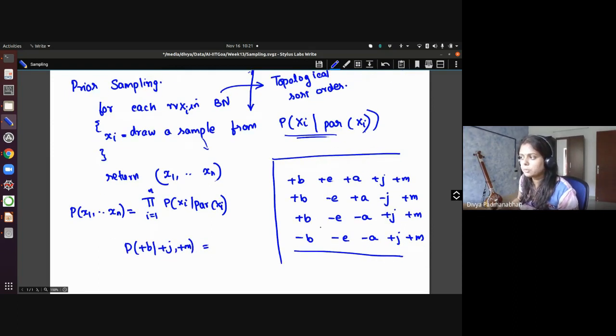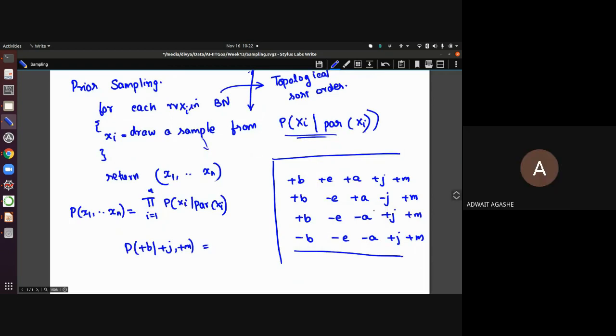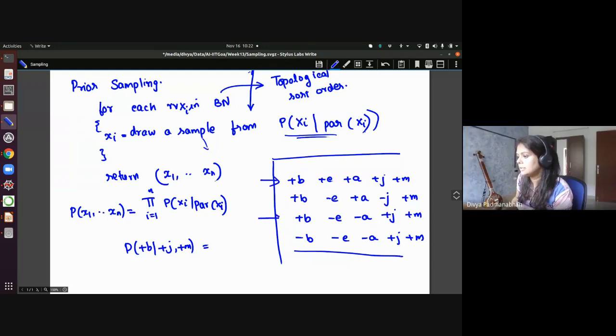Can you tell me what it's going to be from here? How would I do that? See the rows with plus j and plus n. Yes, basically this one, this and this. There are 3 rows with plus j and plus n, and 2 of them have plus b. So this value, as per these samples, would be 2 by 3. This is what I would have liked to do with these samples.